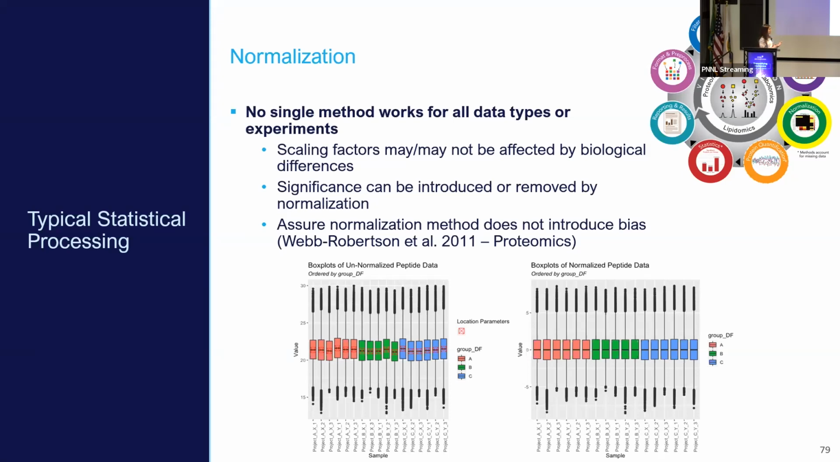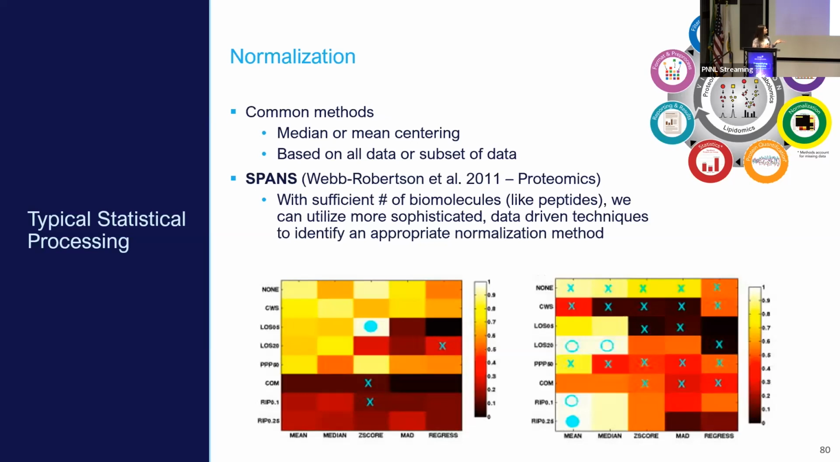For proteomics data, this does get used quite a bit, but we have a tool available to us that we can use to help us determine the best normalization approach to use. And the reason we can use this for proteomics data and not the other two is that we typically have many more molecules in our data set with proteomics than we do for metabolomics or lipidomics.